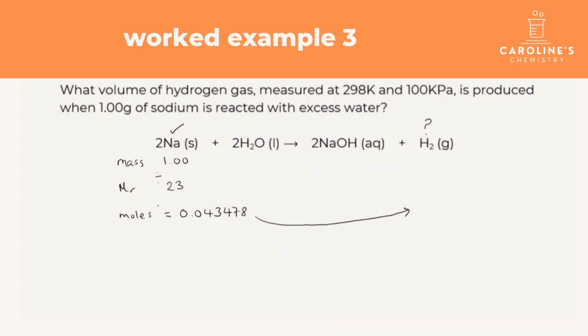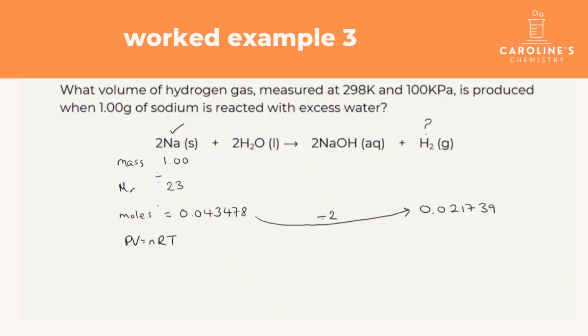Now to convert and switch columns to the moles of hydrogen, we take into account the reacting ratio, which is 2 to 1. So I'm therefore going to divide by 2. So that gives us, once we put it into our calculator, 0.021739. That's our n for hydrogen, our number of moles. Now we can work with the ideal gas equation. So we're asked to work out the volume.